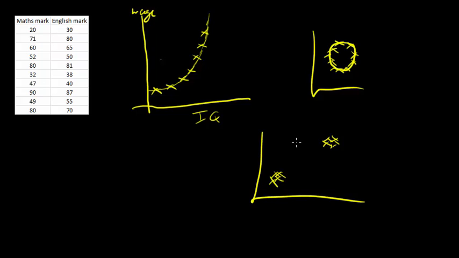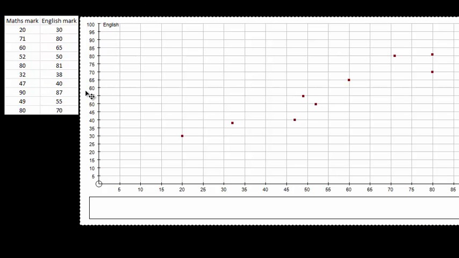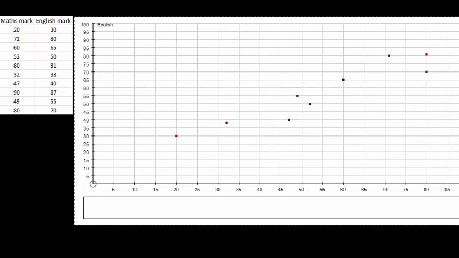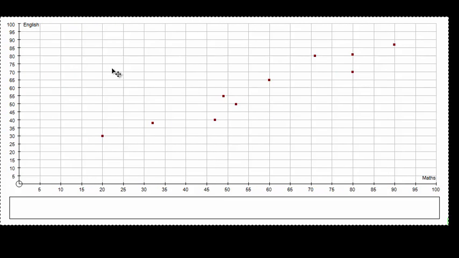So what I'm going to do is take this data and plot it in a graph. So as you can see, I've now taken these points here and I've plotted them in a nice little graph. So this is my graph for maths against English. And as you can see, there is going to be a correlation. It looks like as your maths scores go up, your English scores go up. And what we're going to look at now is basically how we can then measure that.